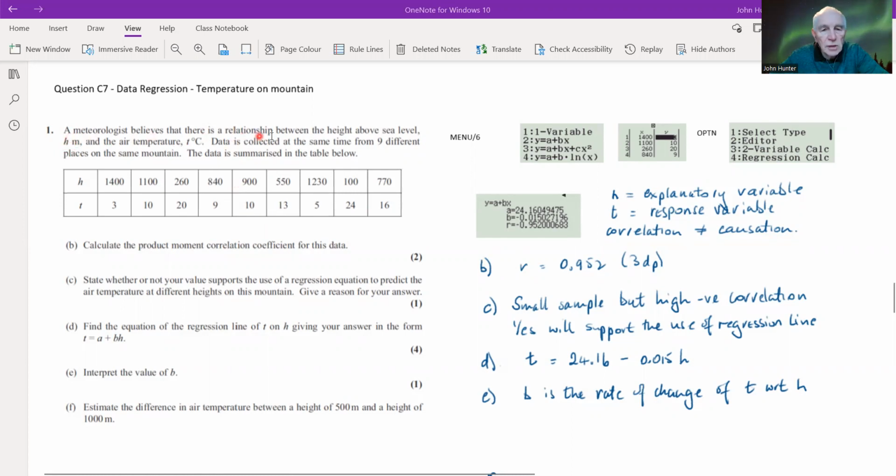A meteorologist believes that there is a relationship between the height above sea level, that's H meters, and the air temperature, T degrees Celsius. Data is collected at the same time from 9 different places on the same mountain. The data is summarized in the table below. So here we've got a collection of pairs. For every height, there is a temperature. So at 1400 meters, it's 3 degrees, and so on. So we've got these 1, 2, 3, 4, 5, 6, 7, 8, 9 different data pairs.